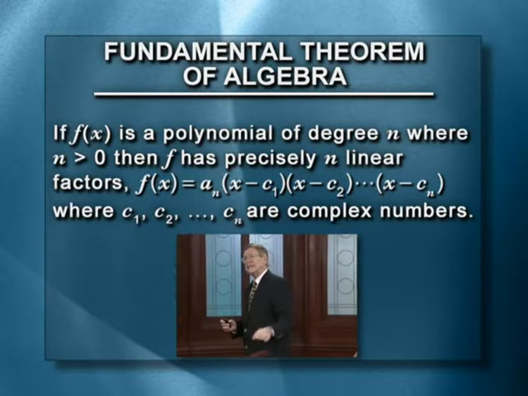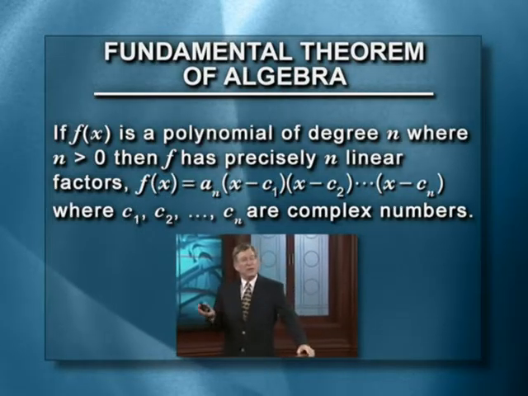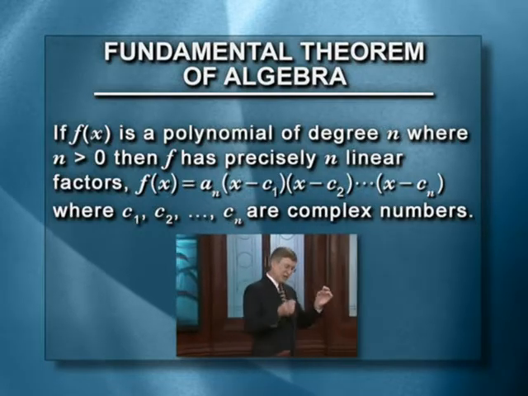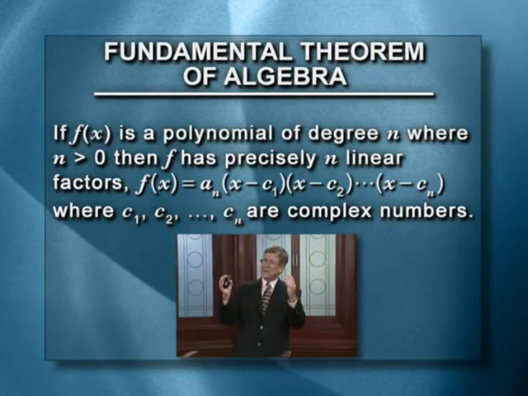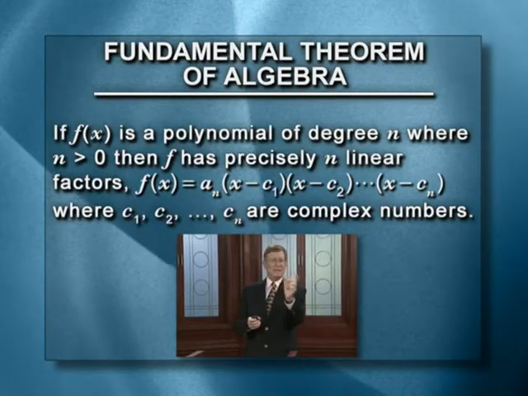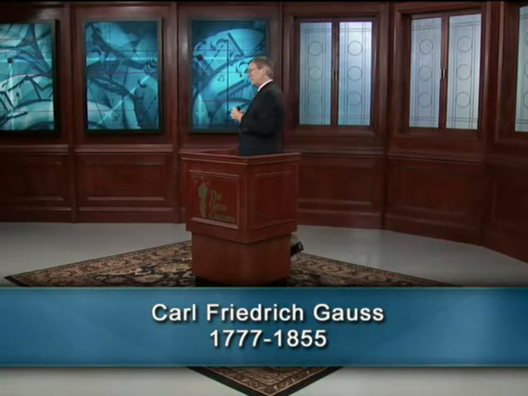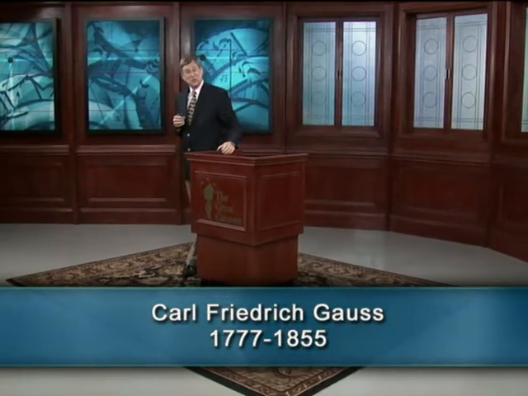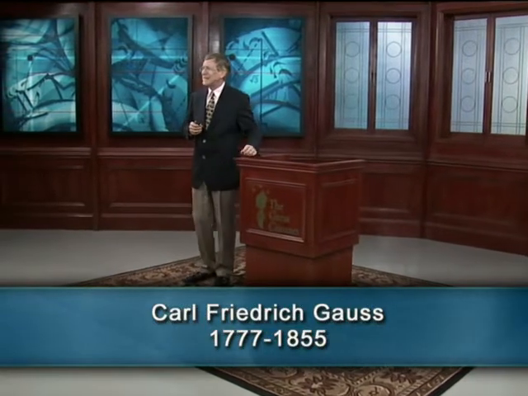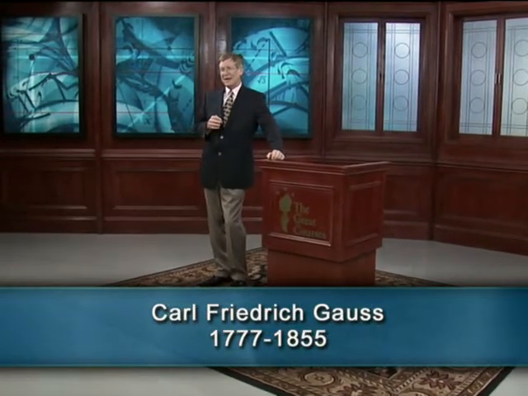Now, those c's could also, in some cases, of course, just be real numbers, or they could even be repeated. But the bottom line is, given a polynomial of degree n, theoretically, you can factor it into n linear pieces. This theorem was first proven by Gauss. Gauss lived from 1777 to 1855, and it's kind of amazing.